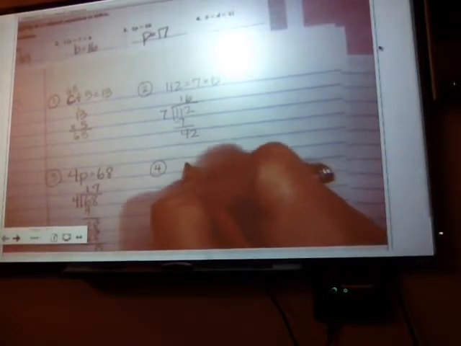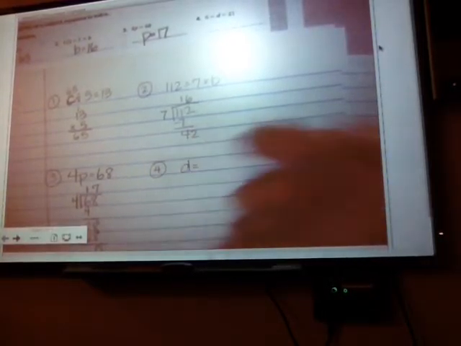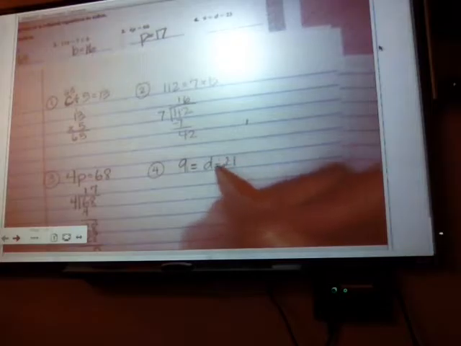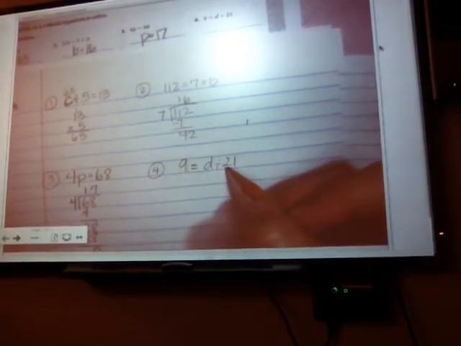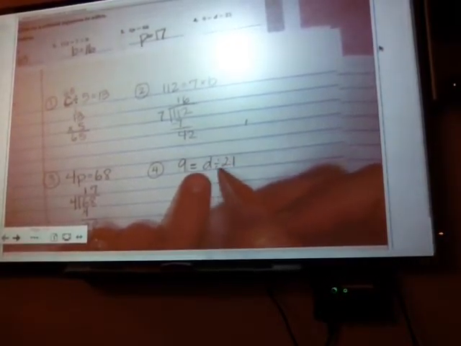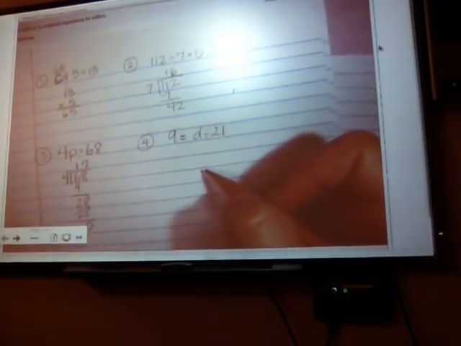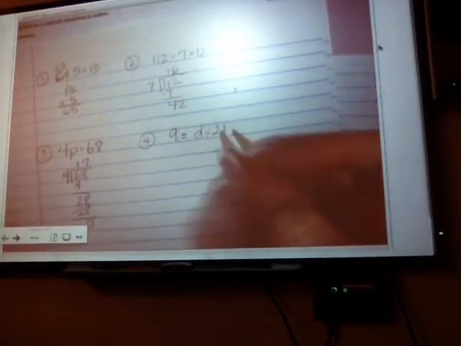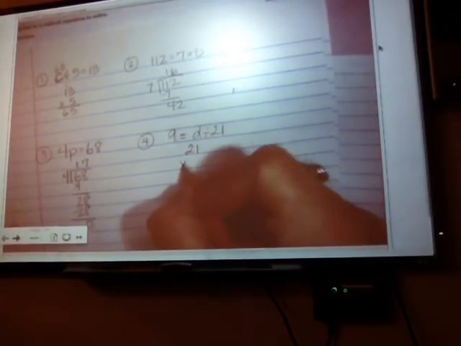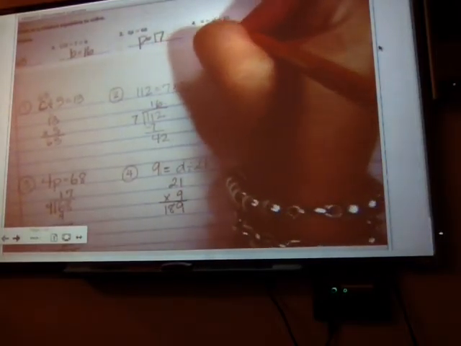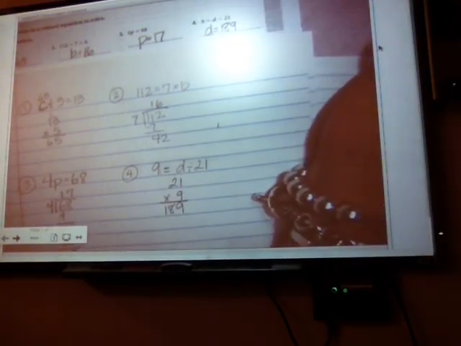Number 4, 9 is equal to, excuse me, that's a D. 9 is equal to D divided by 21. I can't divide D 21 times. So if 9, D, and 21 are fact families, my division isn't working. What should I do now, Delaney? Multiply. 21 times 9. Is it logical that D is 189? Yes. If I divide it 21 times, do I get 9? Yes.